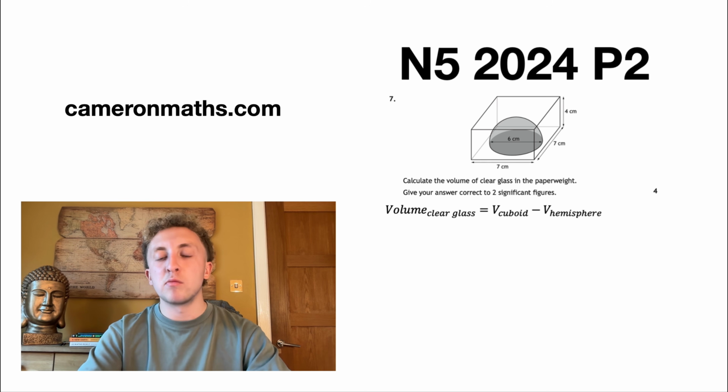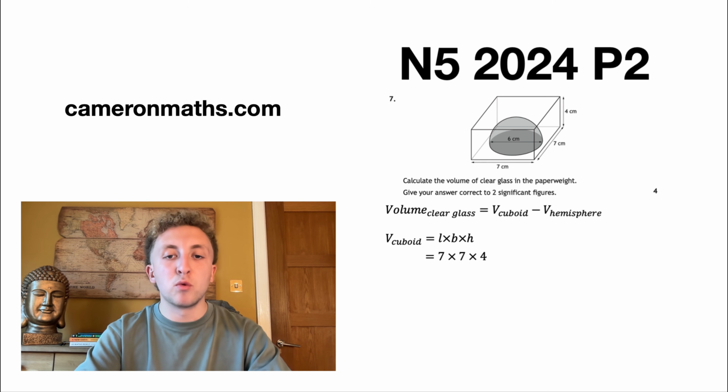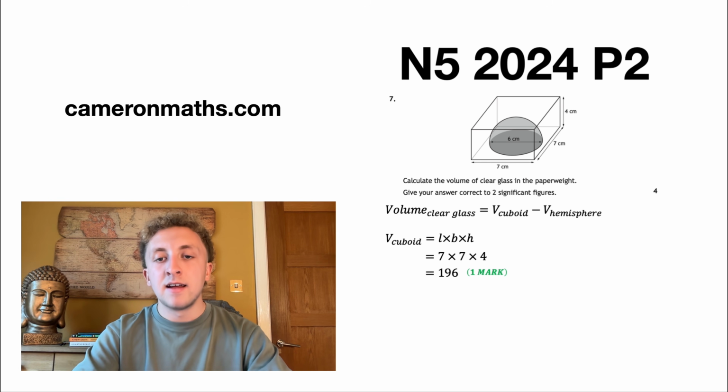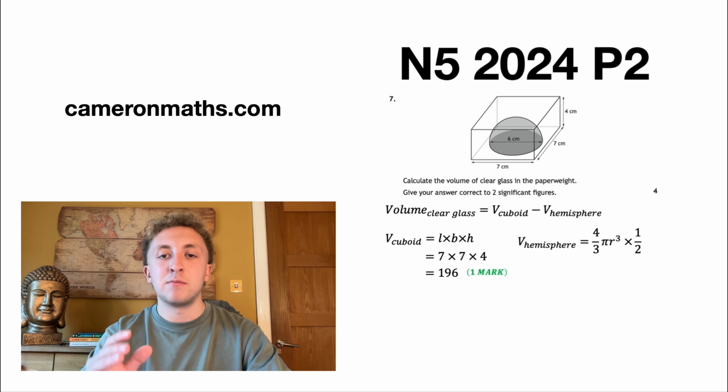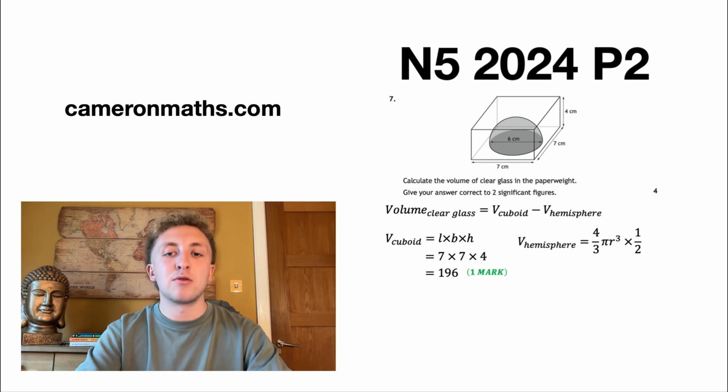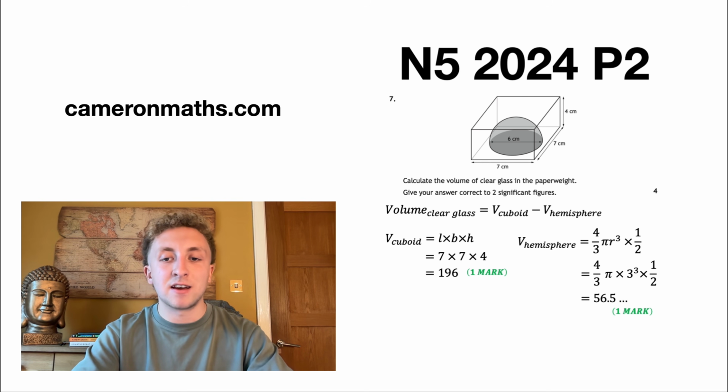Now we can work out the volume of a cuboid as length times breadth times height. That's going to be 7 times 7 times 4, which comes to 196. Then on the formula sheet, we're given the volume of a sphere as 4/3 pi r cubed, so we can work out the volume of a hemisphere by taking half of that. The radius of the sphere is going to be 3 since the diameter is 6, so that's 4/3 times pi times 3 cubed times a half, which comes to 56.5.